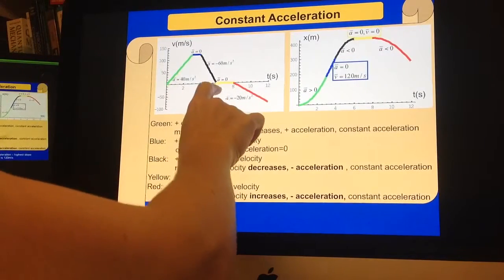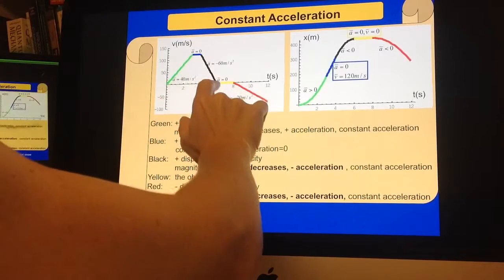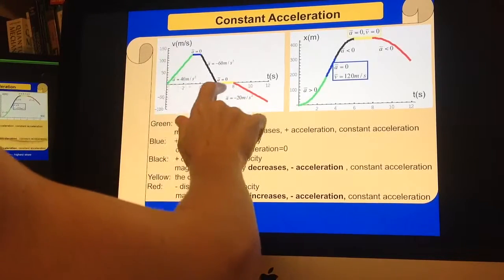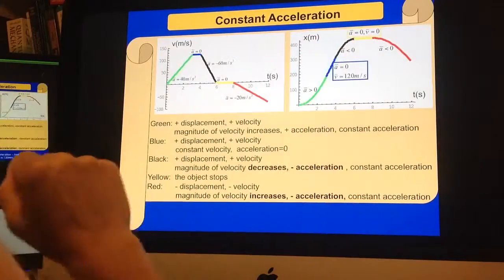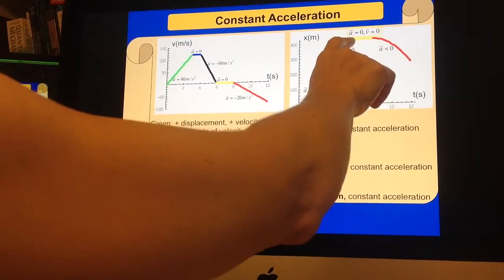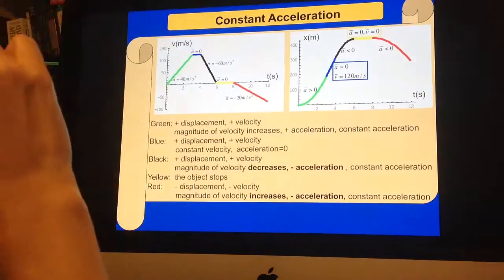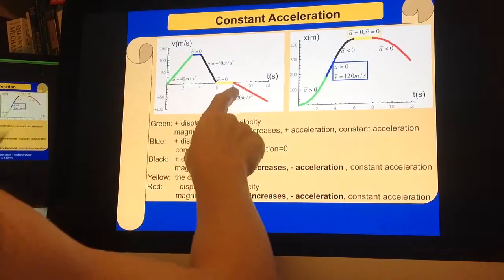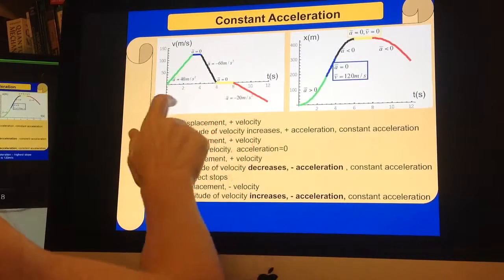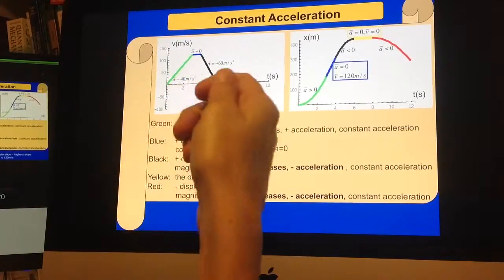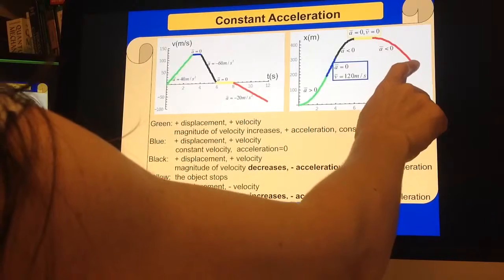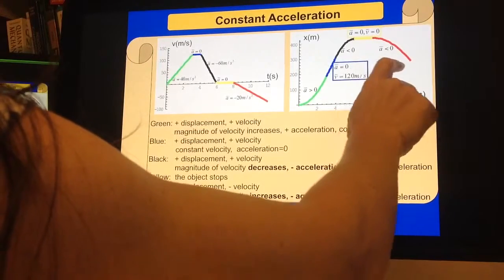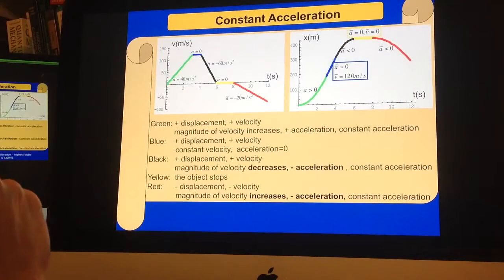Okay, the yellow one is when we stopped. The velocity was just 0. I stopped here, right? My position is not changed. Okay, we stopped and then the motion changed direction. My velocity became negative, that means my displacement is also negative. And we can see from here, my final position is smaller than my initial position.